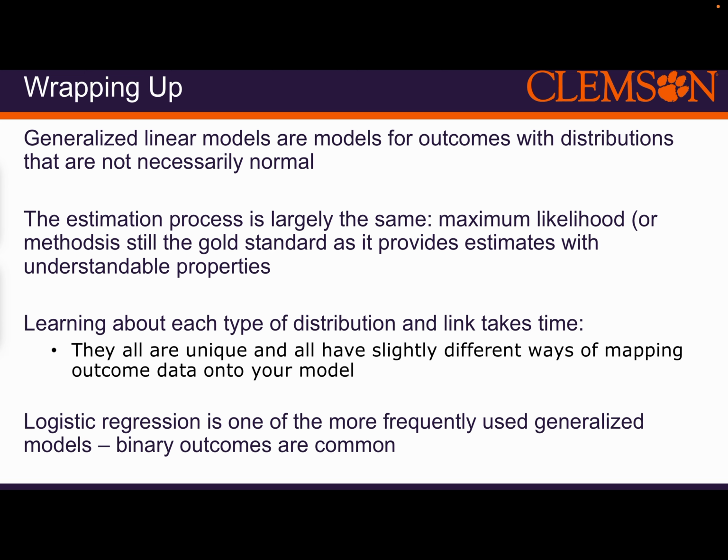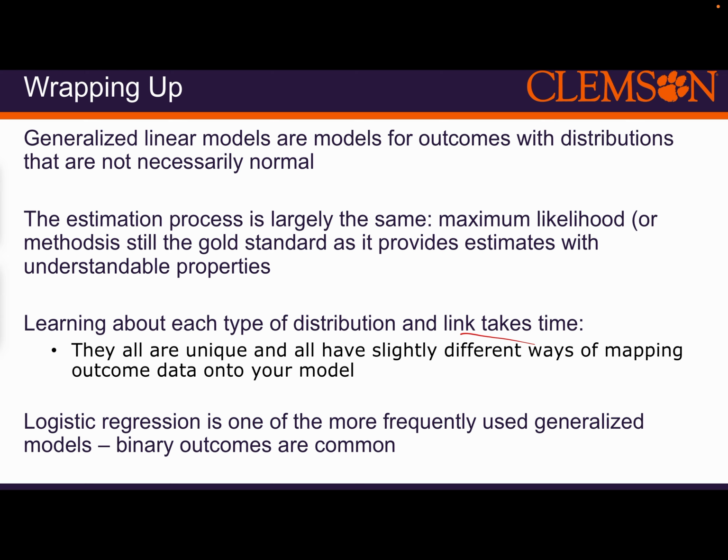The estimation process is largely the same. Maximum likelihood is still the gold standard as it provides estimates with good properties. And learning about each type of distribution and link takes time. There are entire books written on how to model count data, for instance. It's really complicated, but that's great. Knowing about it is the first step.